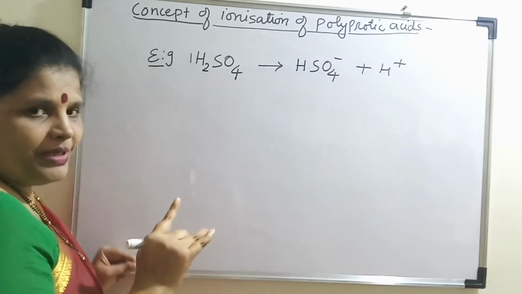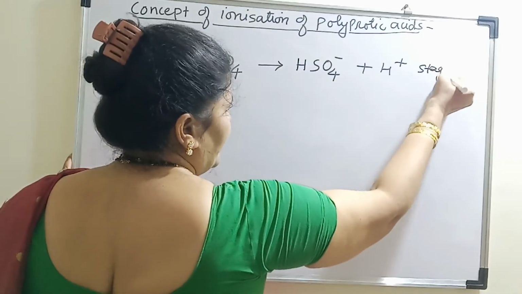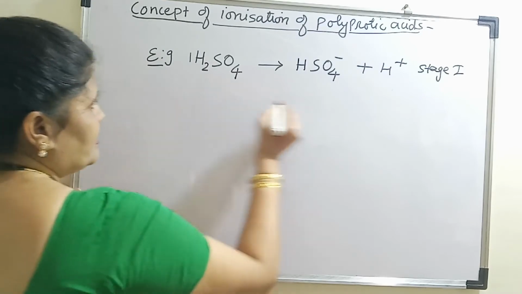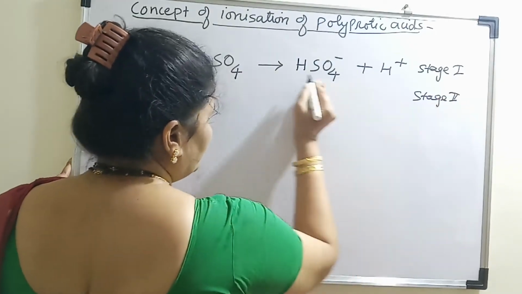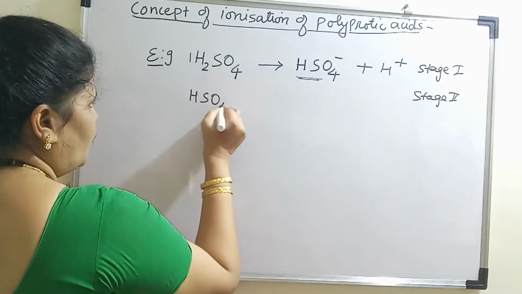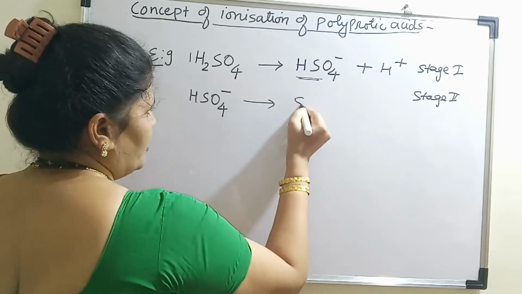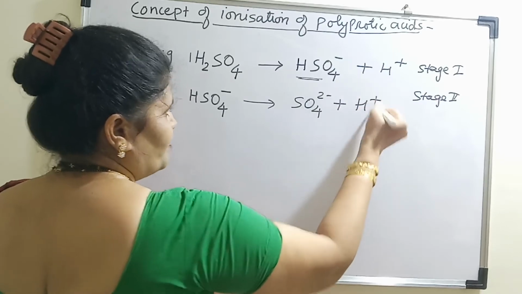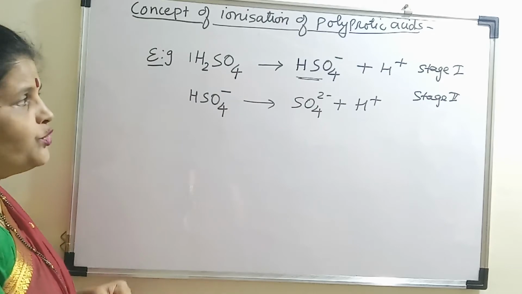So how many H plus is it giving? This is called stage 1. In stage 1, it is giving me 1 H plus. Now in stage 2, what will happen? In stage 2, this particular anion, that is HSO4 minus, this is a conjugate, student, will give me SO4 2 minus and H plus. So the reaction is taking place in 2 steps.